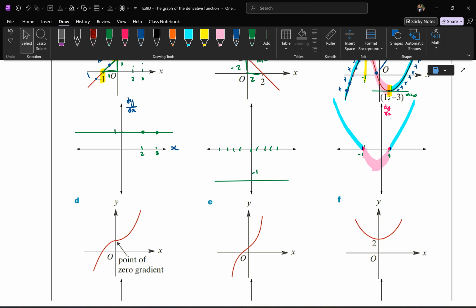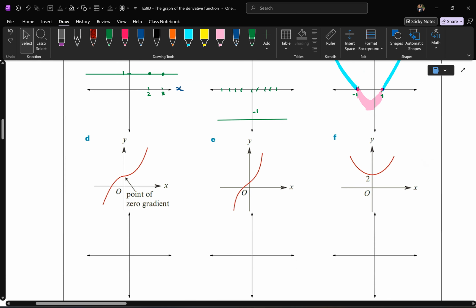Okay? And there is a reason why this is called point of 0 gradient, whereas this one doesn't say it. There's a difference between these 2. Okay? Have a go, and then have a think of what f should also look like logically too. Okay? I'm going to pause the video and then give you maybe 5 minutes to draw out your derivative graph. 5 minutes. Let's go.